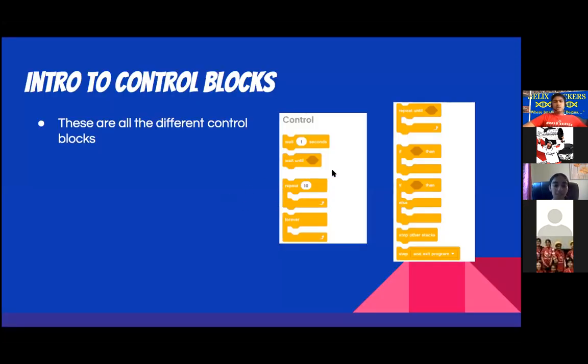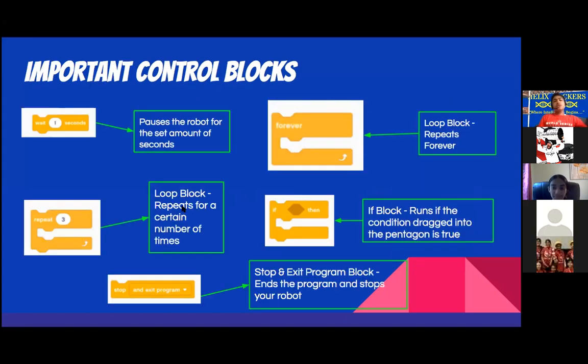Intro to control blocks. These are all the different types of control blocks, as you can see in the picture on the slideshow. Some examples are repeat, loop, wait, and etc. Okay, so these are what we think are the most important control blocks.